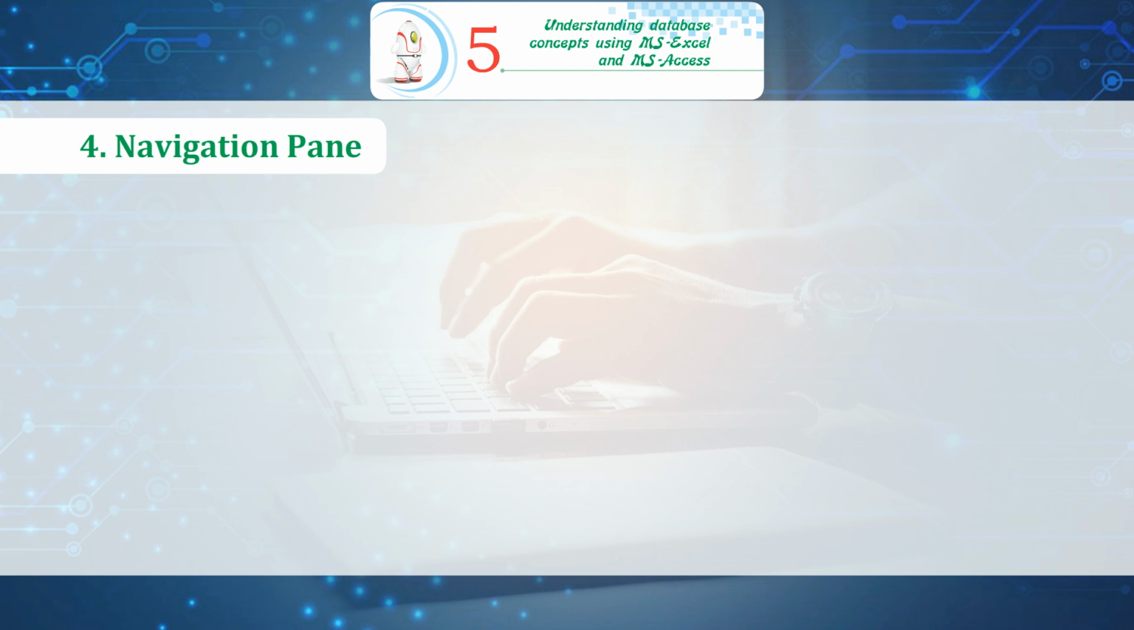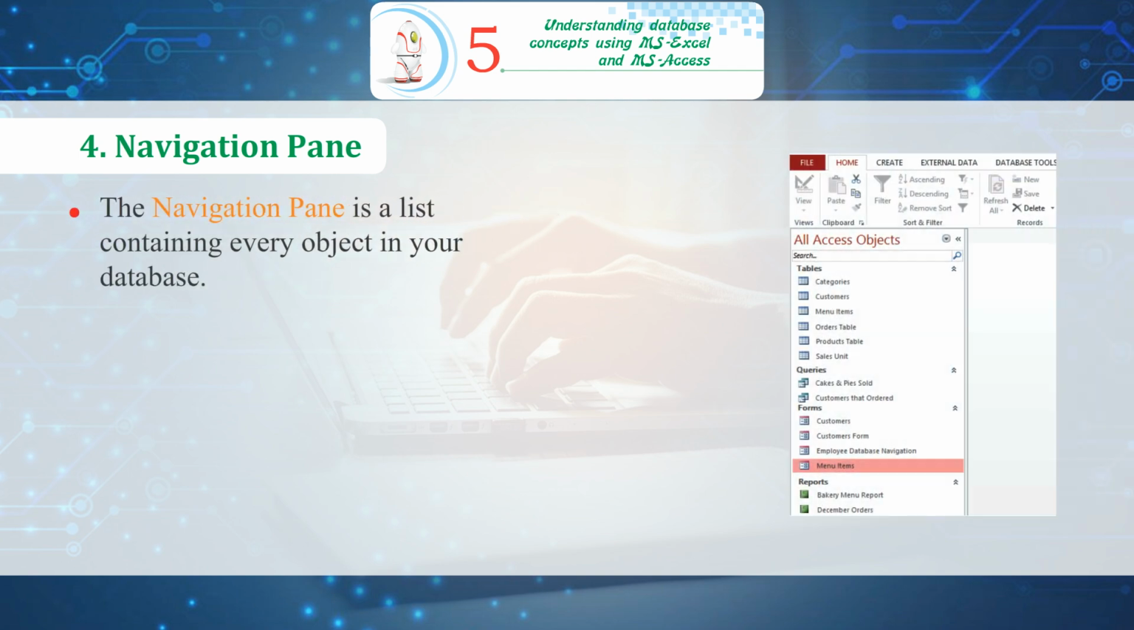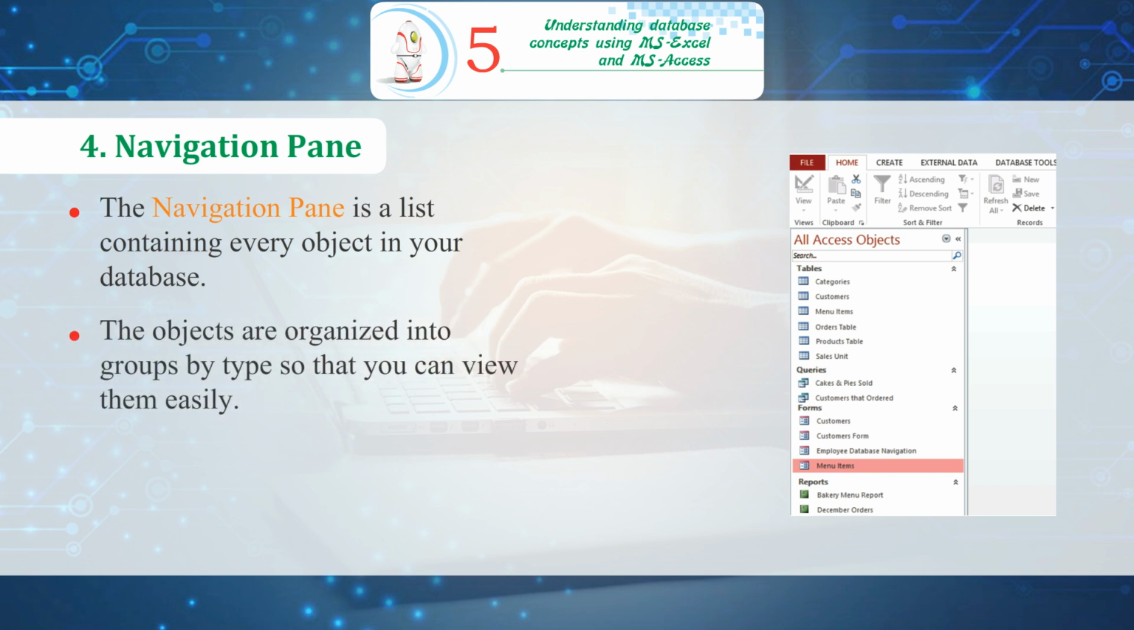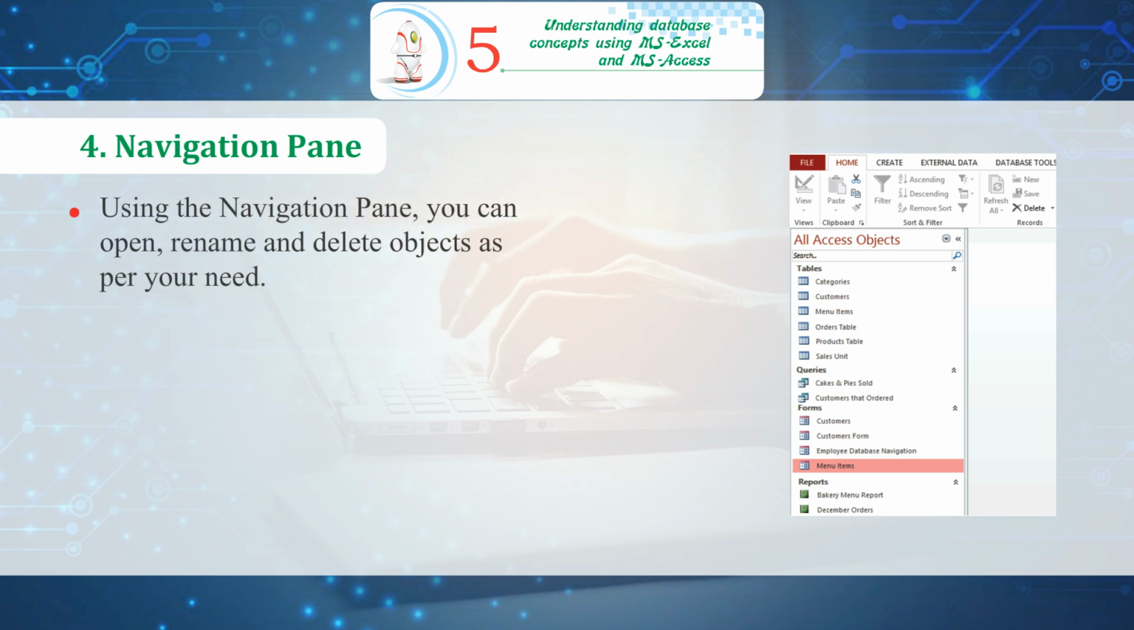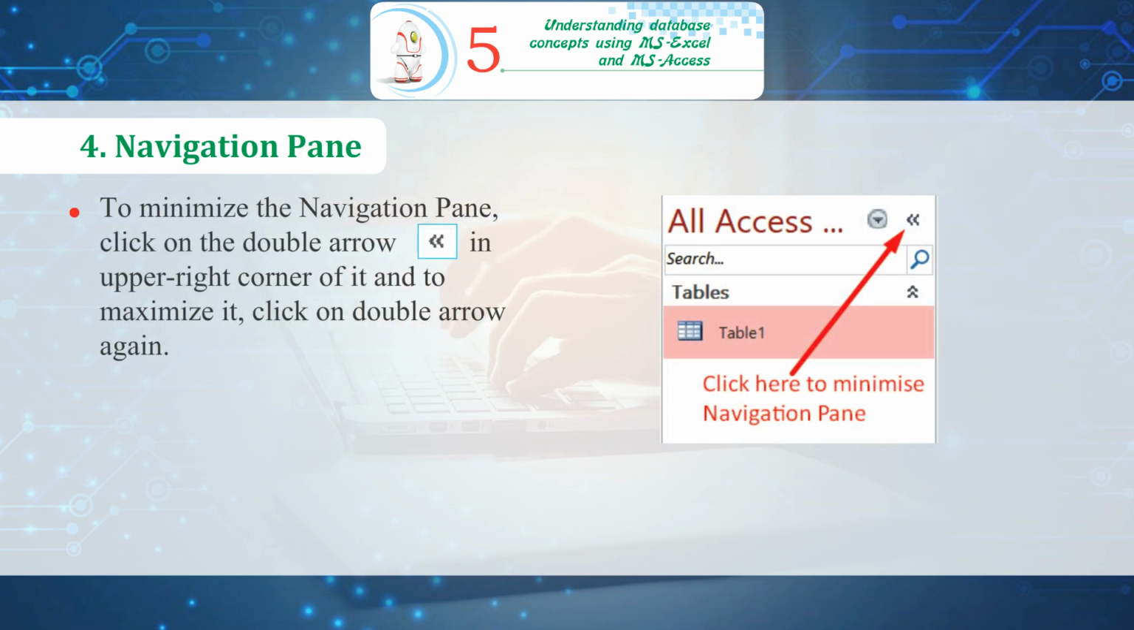4. Navigation pane. The navigation pane is a list containing every object in your database. The objects are organized into groups by type so that you can view them easily. Using the navigation pane, you can open, rename and delete objects as per your need.